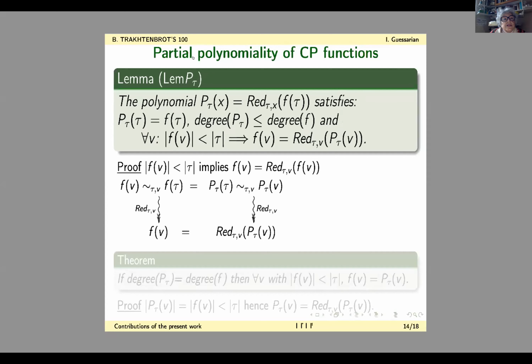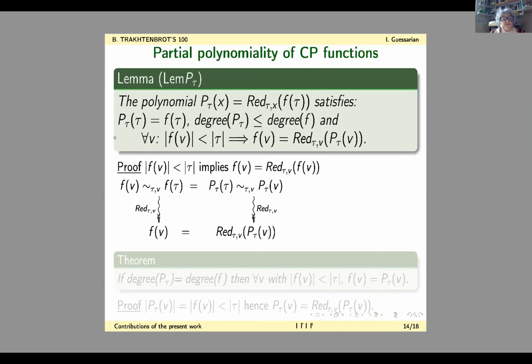First, we show only partial polynomiality of the CP function, namely the CP function is polynomial, but only on some set of arguments. The polynomial p tau, which we just defined, ret tau x of f of tau, satisfies p tau of tau equals f of tau. This was by definition. The degree of p tau is less than the degree of f. This is easy to be seen.